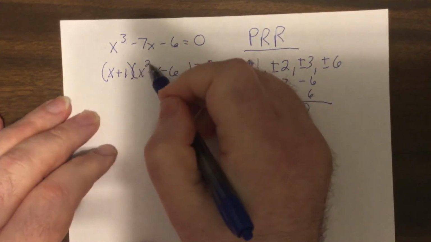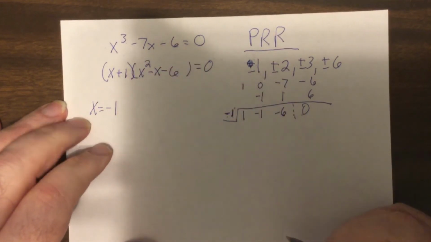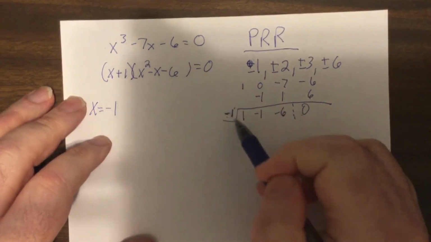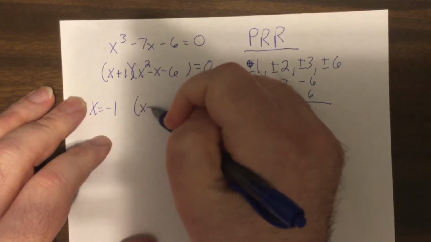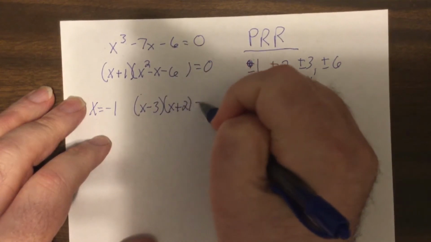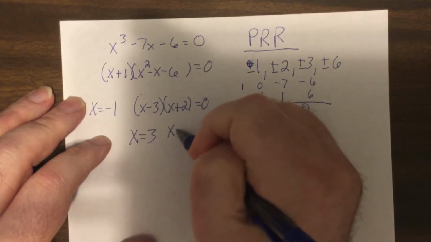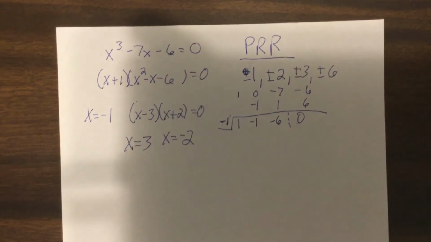Now the power's 2, so I could do quadratic formula. I could do completing the square. I know x is negative 1. I already found that. So let's factor this up. x minus 3, x plus 2. So x equals 3, x equals negative 2. So all the answers were rational.